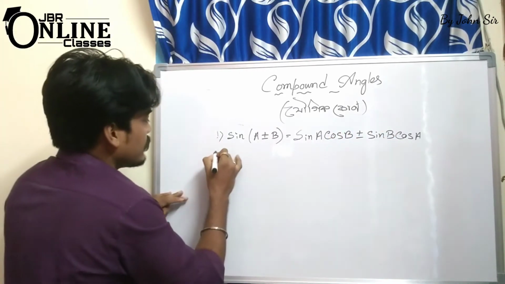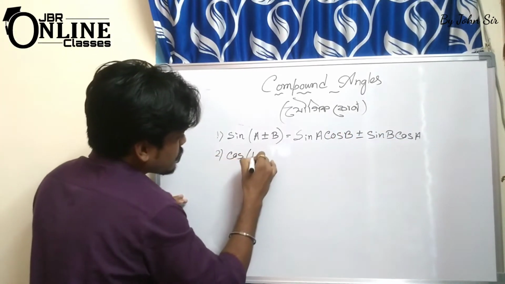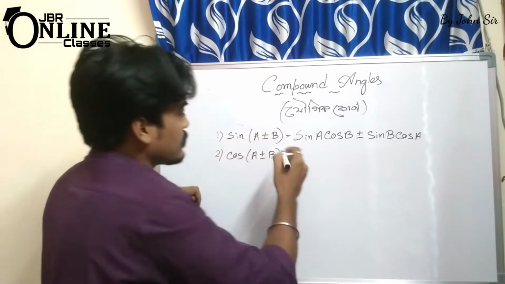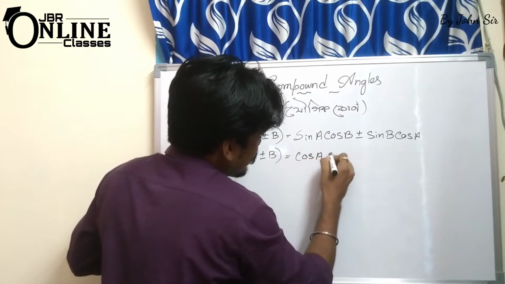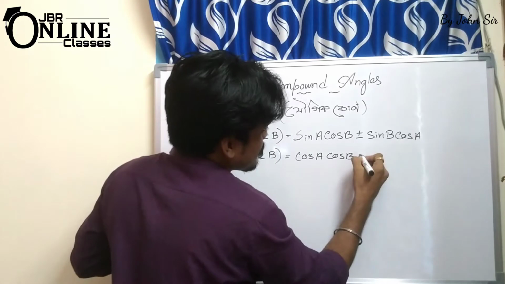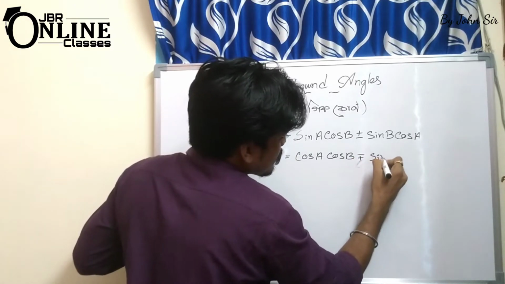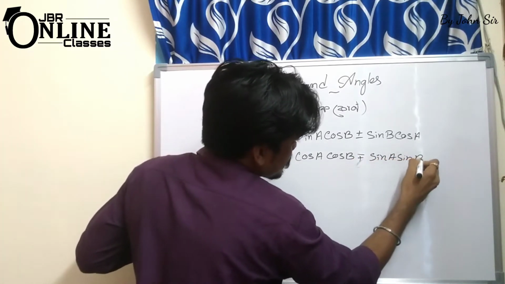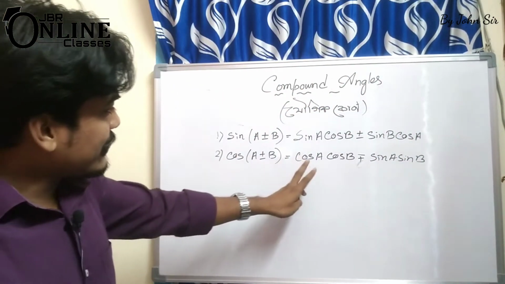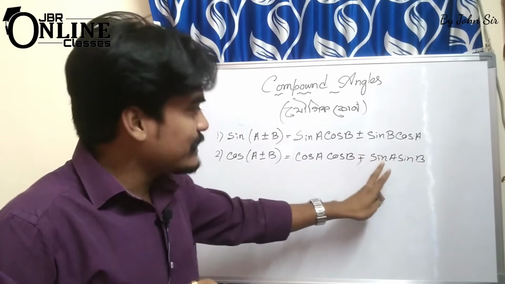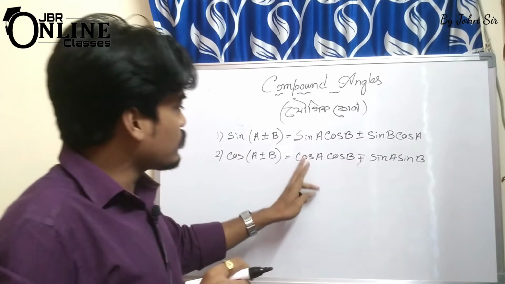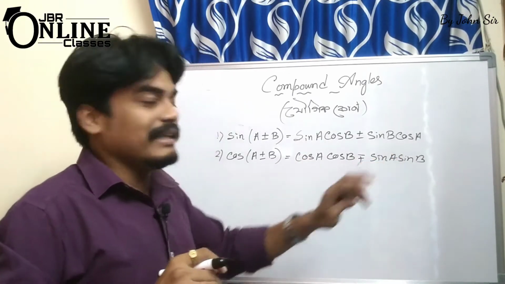Now the next one, number 2, cos A plus minus B. The formula will be cos A cos B minus plus sine A sine B. So for cos A plus B, that is cos A cos B minus sine A sine B. And for cos A minus B, the formula will be cos A cos B plus sine A sine B.